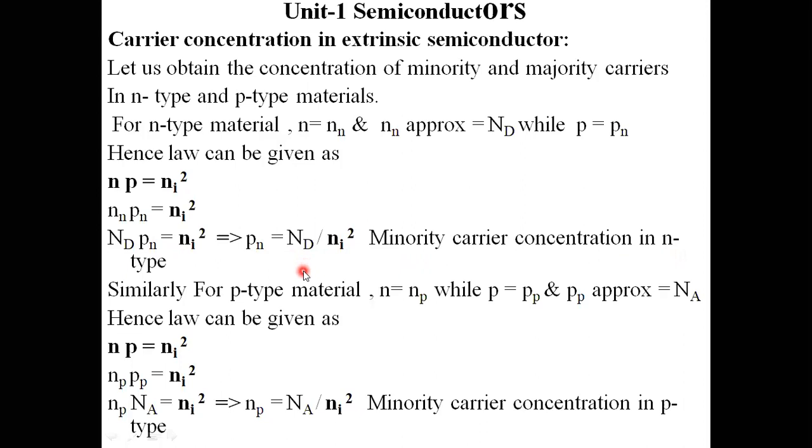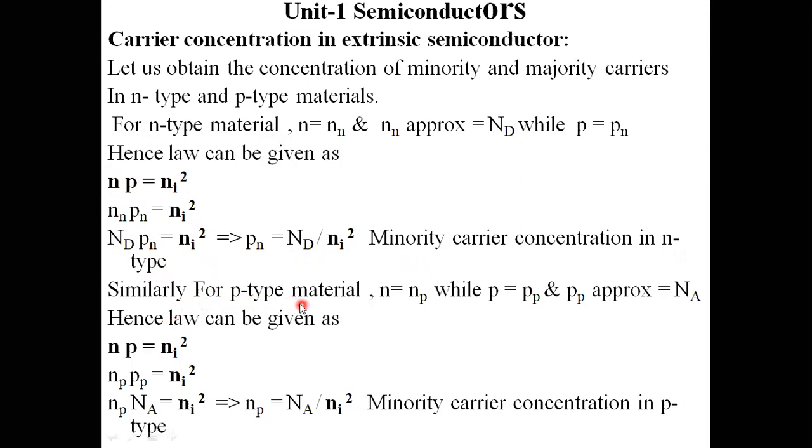Similarly, we can find out how many majority charge carriers are present in n-type semiconductor also, by using the term Nd is equal to Ni square by Pn. In some problems we will use these relations. In upcoming classes we will see this.